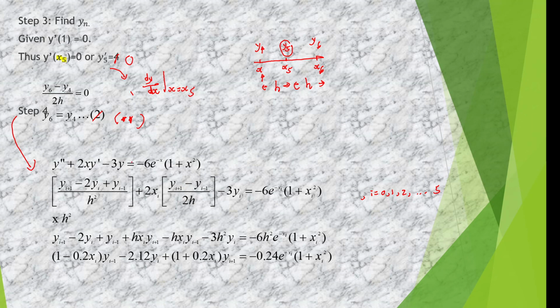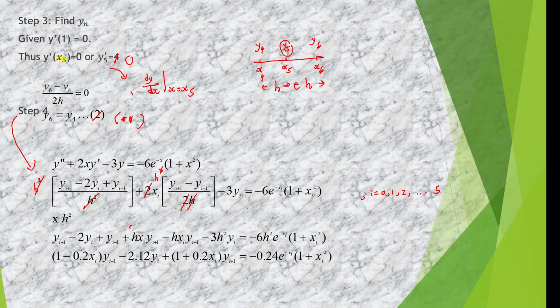Then minus 3y, where you have y naught up to y6, that's why it becomes yi. So it equals negative 6 exponent negative x, with x discretized as xi, bracket 1 plus xi squared. Again, we are going to eliminate the over h squared by multiplying h squared at each term. So the first term reduces to yi plus 1 minus 2yi plus yi minus 1. The second term you multiply by h squared, so the power 2 cancels with the h at the denominator. It just leaves h, which is 0.2.